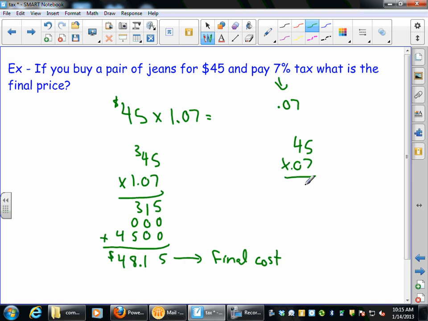That's it. So you certainly could still do 45 times 0.07, and when you do that, you should get $3.15. And then you could add that on. Or you can just do 45 times 1.07 and get that answer. Either way. If you just need the tax, you have to multiply by 0.07. If you just need the final cost, you can do 1.07. And that's it.